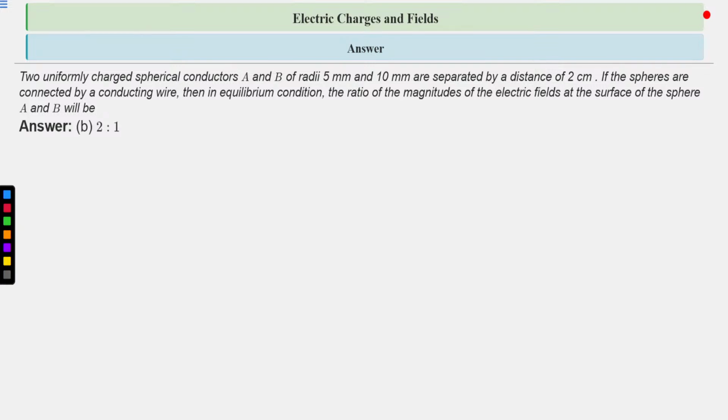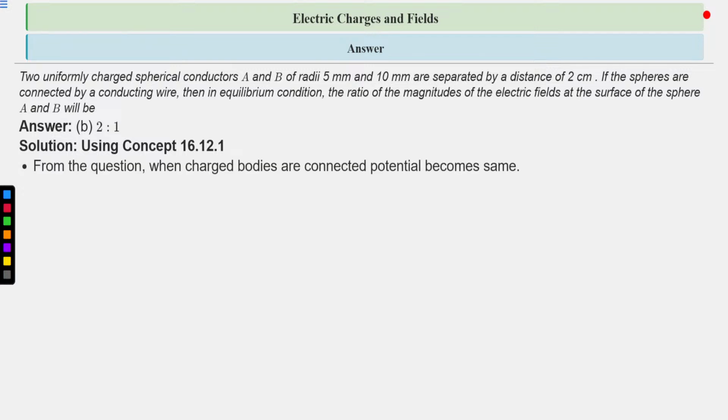So the correct option is B, 2:1. Let's move on to the solution. Using concept 16.12.1, when the charged bodies are connected, potential becomes the same, which I have already mentioned: when we connect two spherical conductors with a conducting wire, the potential on the surfaces of both the spheres becomes equal.